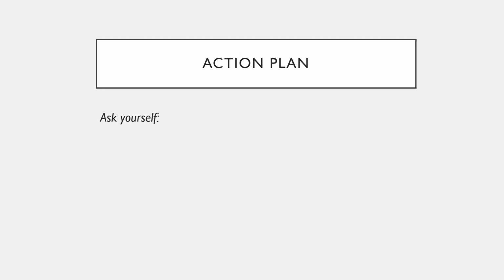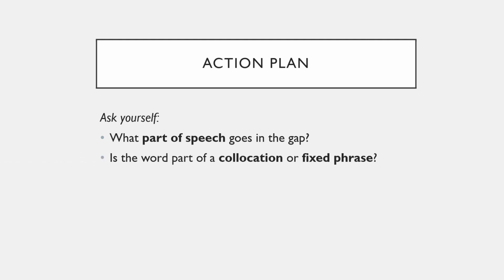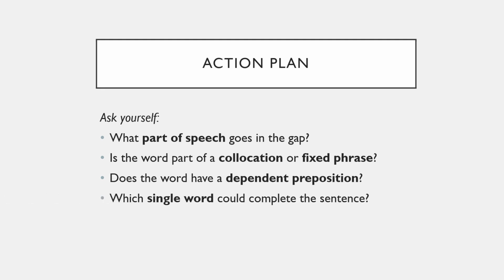First of all, which part of speech do you need? Look at the sentence. Are you looking for an article, a verb, a preposition, a conjunction? Next, are there any clues to suggest that the word you're looking for is part of a collocation or a fixed phrase? Look at the words either side of the gap. Does the missing word have a dependent preposition? Remember, the correct answer will always be just one word, not a phrase.